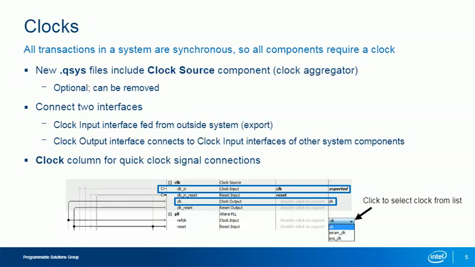Another way to make clock connections is to use the clock column in the System Contents tab. For any clock input interfaces in the system, click in the clock column to get a drop-down list of clock output interfaces in the system. Select which clock you want as the source for this interface.